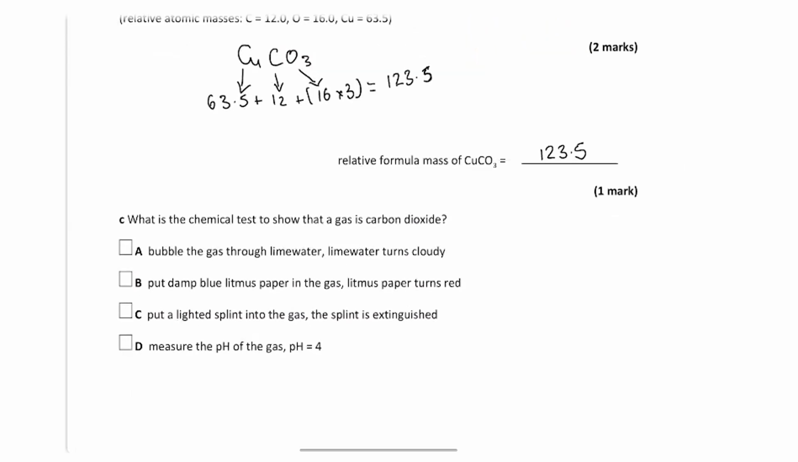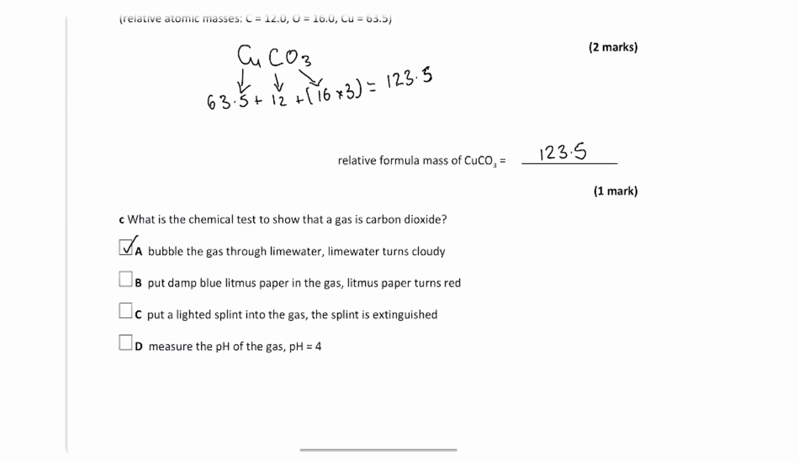What is the chemical test to show that a gas is carbon dioxide? A, bubble the gas through lime water and lime water turns cloudy. B, put damp blue litmus paper in the gas and the litmus paper turns red. C, put a lighted splint into the gas and the splint is extinguished. D, measure the pH of a gas. It is A.